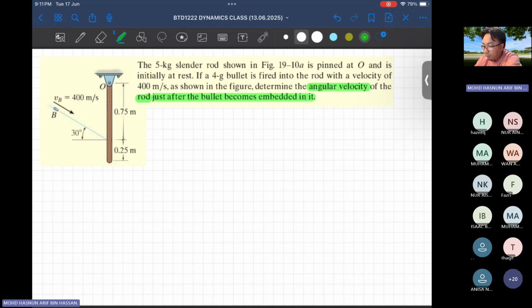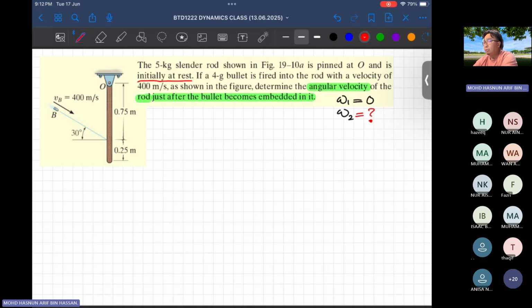So what we want is omega 2 of the rod. Omega 1 is equal to 0, because the slender rod is initially at rest. Initially the rod is not moving, and when the bullet is fired at the rod, the bullet goes inside the rod and the rod starts to swing, to rotate. So this is what we want to know: what is the angular velocity at which the rod is swinging?